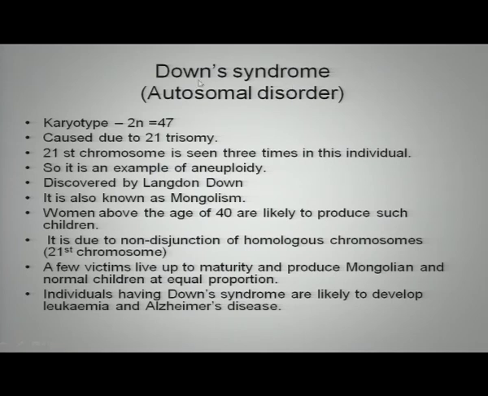Here comes the disorder for aneuploidy, for chromosomal disorder, that is Down syndrome. Down syndrome is an autosomal disorder. In every individual there are two types of chromosomes, as I have already told you, autosome as well as sex chromosome. So, here it is an autosomal disorder.